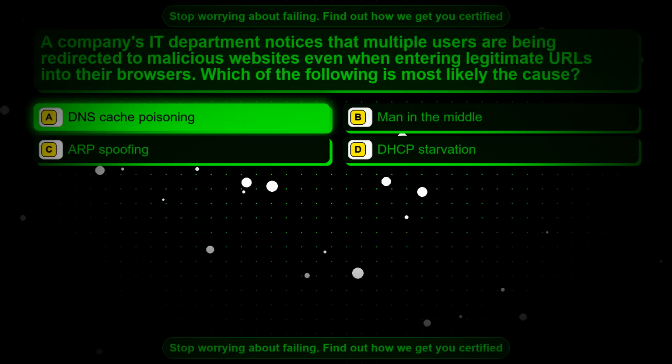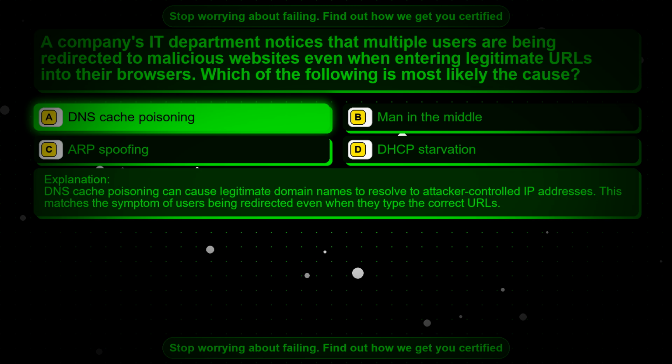The correct answer is option A. DNS cache poisoning. DNS cache poisoning can cause legitimate domain names to resolve to attacker-controlled IP addresses. This matches the symptom of users being redirected even when they type the correct URLs.